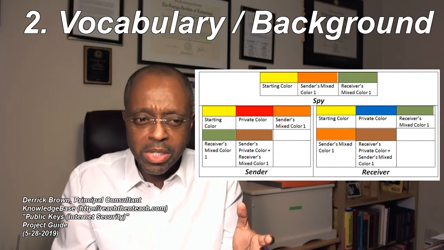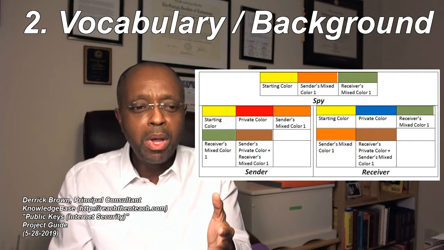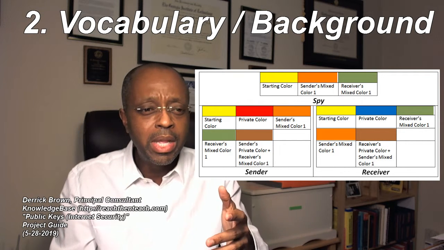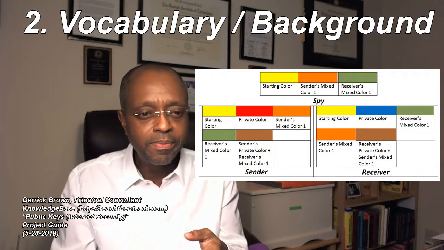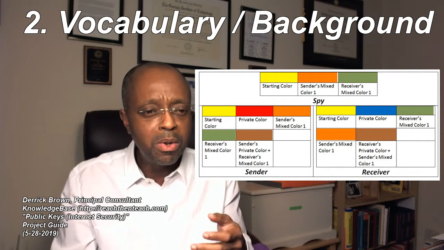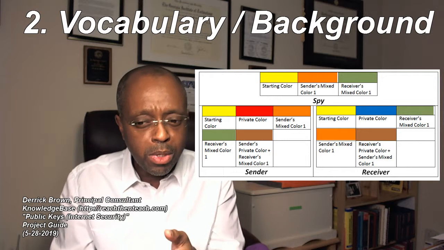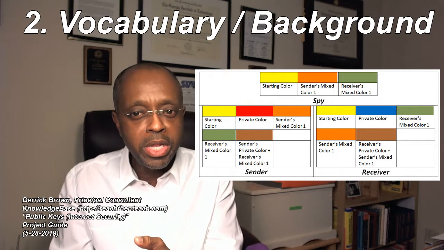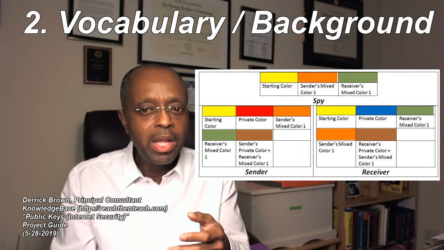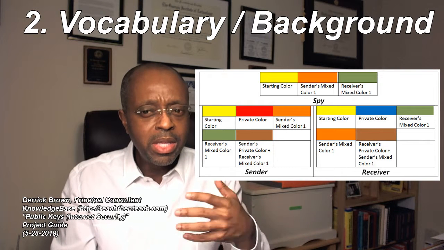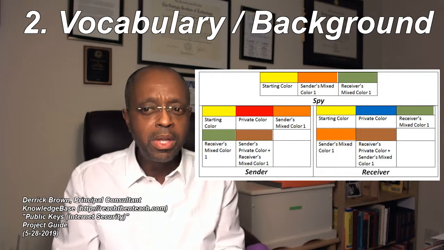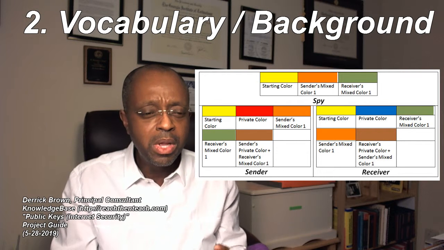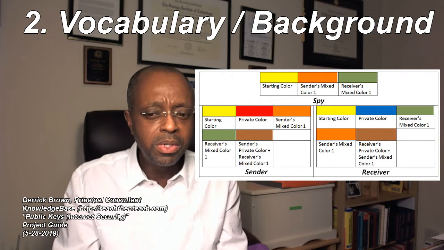They're going to mix these random colors with the public color. So when the sender mixes red and yellow, they get orange. When the receiver mixes yellow and blue, they get green. The sender will then keep their private color and send their mixed color to the receiver. So the sender is going to send orange to the receiver.